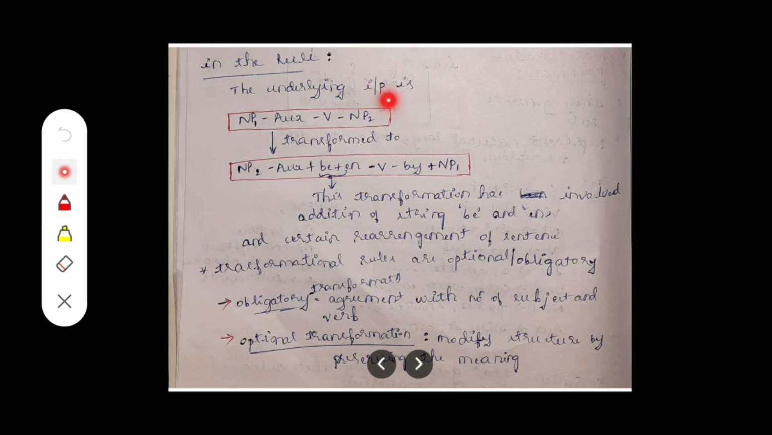This is the underlying input, this is transformed to np2, auxiliary verb, be plus en. Why are we using be plus en? To convert the tenses, that is past, present. To convert that, we'll be using this be plus en. Depending on the context, we'll be applying the tenses. So this transformation has involved addition of strings be and en, and certain rearrangement of the sentence. So be plus en, as I mentioned, is used to change the tenses depending on the context.